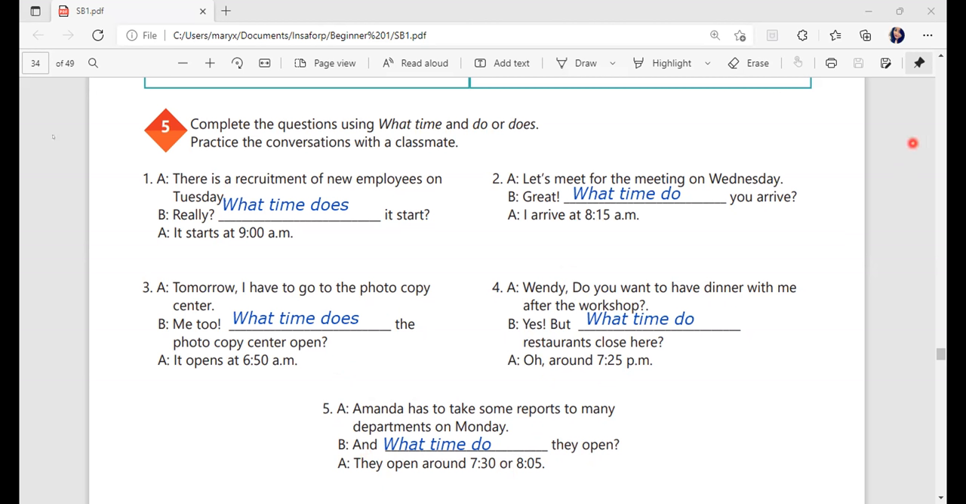Okay. Now, I would like to listen for number one, Irma and Elsie. En el nombre que las menciona, así comienzan, ¿ok? Irma and Elsie. There is a recruitment of new employees on Tuesday. Really, what time does it start? It starts at 9 a.m. Okay. Number two, let's meet for the meeting on Wednesday. Great. What time do you arrive? I arrive at 8:15 a.m. Okay. Thank you so much.